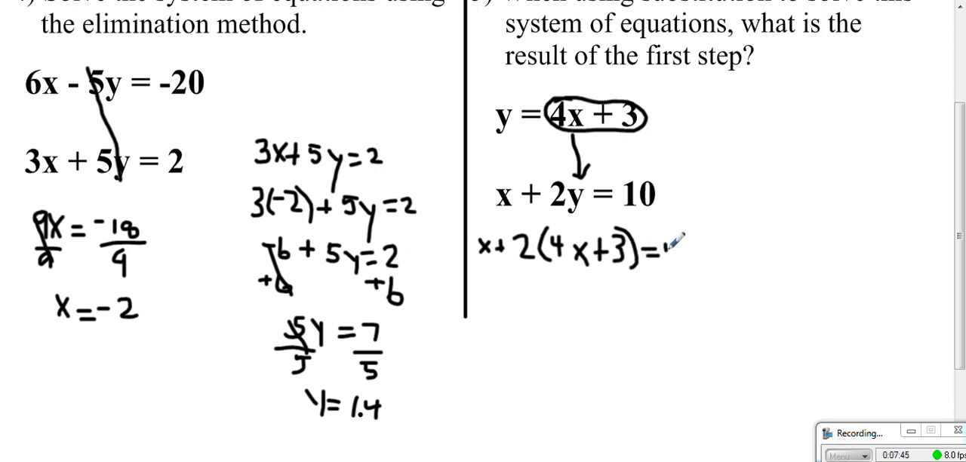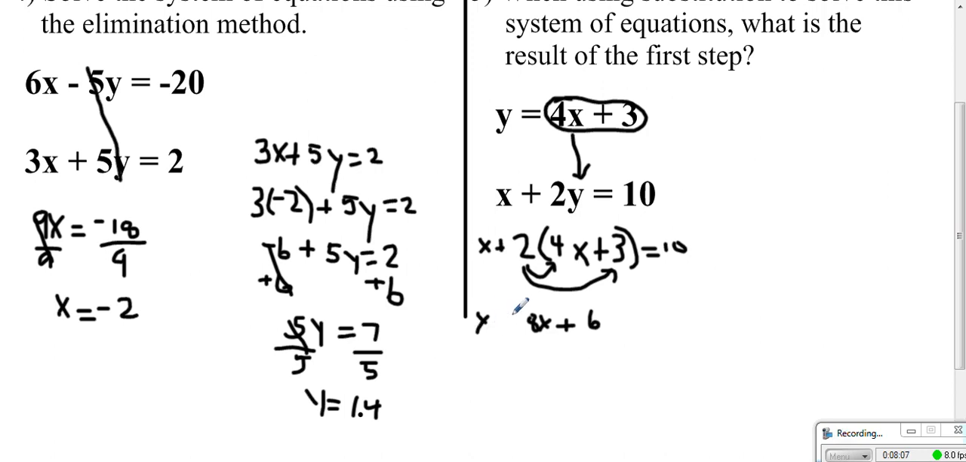All right, so that's what you're doing. You substitute. If it says use the substitution method, use it. And substitute, get one of the equations solved for y. If it's already solved for y, guess what? That's a good thing. So now you do distributive property, and 2 times 4x is 8x. 2 times 3, don't forget about that. It's not 2 plus 3, it's 2 times 3 is 6.